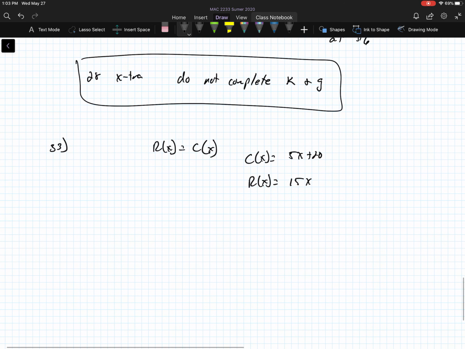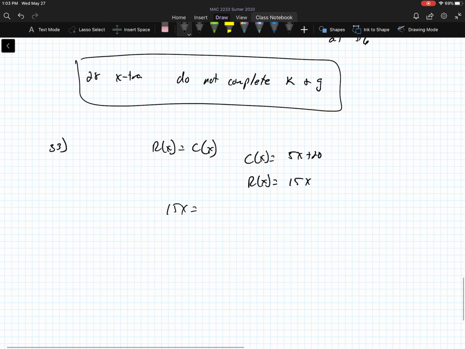And so here, revenue function is equal to cost function. So it's going to be 15x is equal to 5x plus 20. And so here is going to be that 10x is equal to 20 and x is equal to 2. So break even is 2 units. So if we produce 2 units, we get a break even with no loss and no profit.